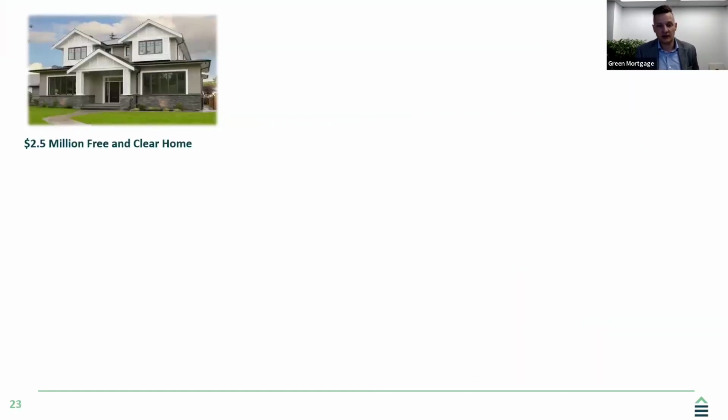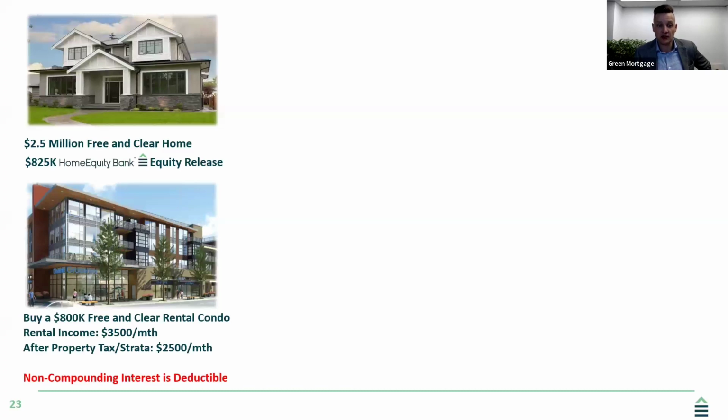And so one of the ways of doing this is you have a home worth $2.5 million, and they set up an amount where they can get up to $825,000 available to them on the equity release. What they would do then is buy an $800,000 free and clear rental condo with the money. And they're getting $3,500 a month in rental income on the property. After the property taxes and strata fees, they're cash flowing $2,500 a month. And the non-compounding interest is deductible, which is really, really cool. So the interest cost on this mortgage is tax deductible.